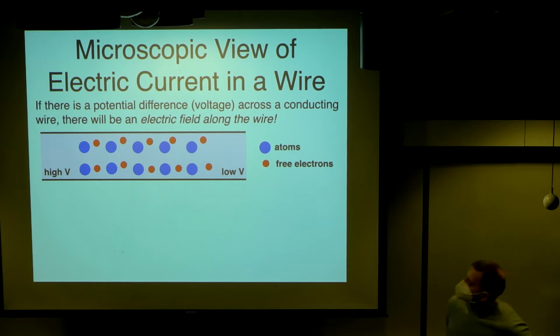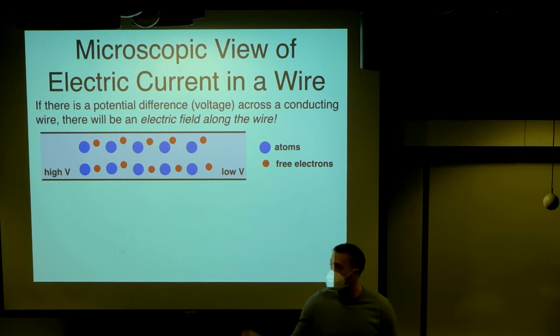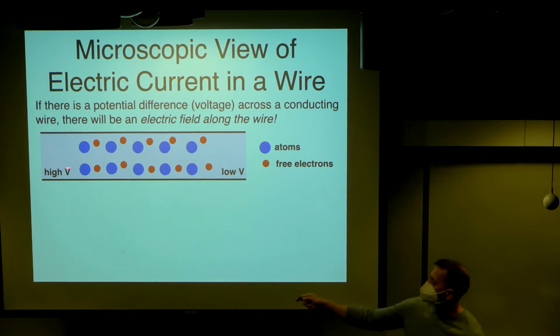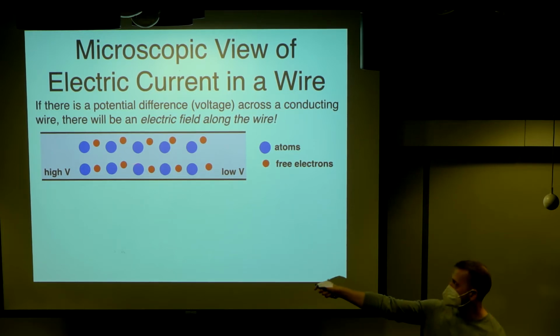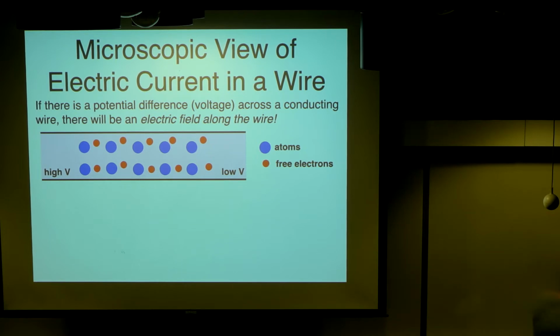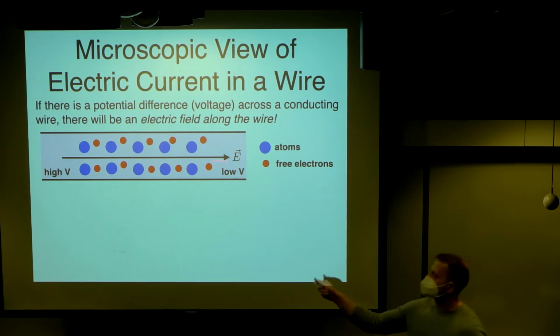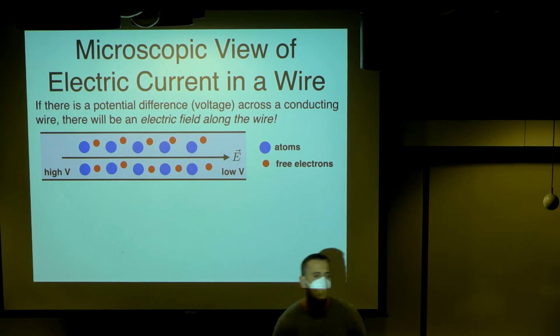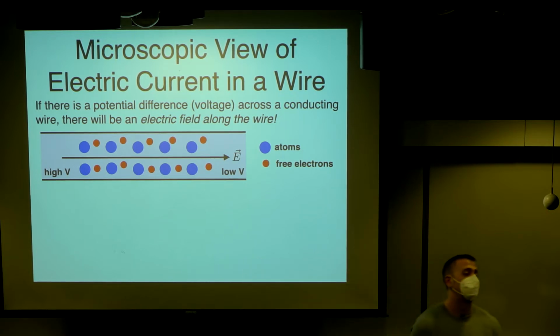So you tell me, what direction is the electric field in this case? To the right. It has to be to the right because E fields go from high to low potential. So that's the first thing to know. We must have an E field going this way. All right, so what direction is our current in that case? Conventional current.